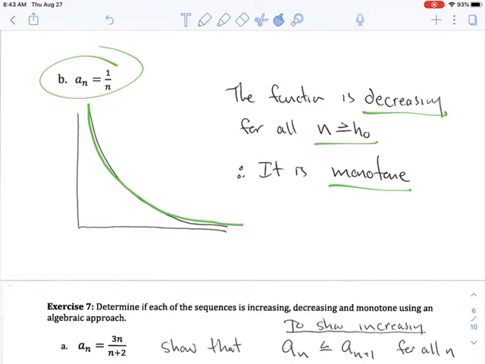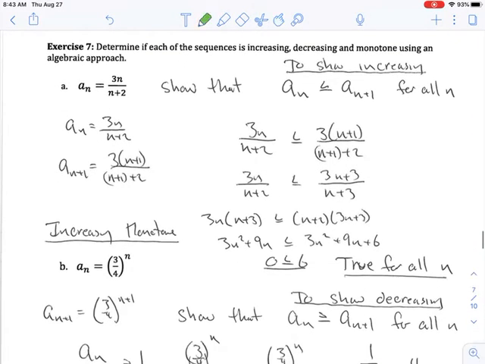Well, we also want to be able to determine algebraically if something is monotone, if it's always increasing or decreasing. So in the next three examples, I'm going to show you how to do that. For the first one, I want to show you that the function is increasing for all values of n greater than n sub 0. So the way that we do that is we say, okay, we want to show that a sub n is less than or equal to a sub n plus 1. In other words, each term is going to be less than or equal to the next term. If every term is smaller than the next term, that means every next term is getting larger and larger, and therefore it is increasing.